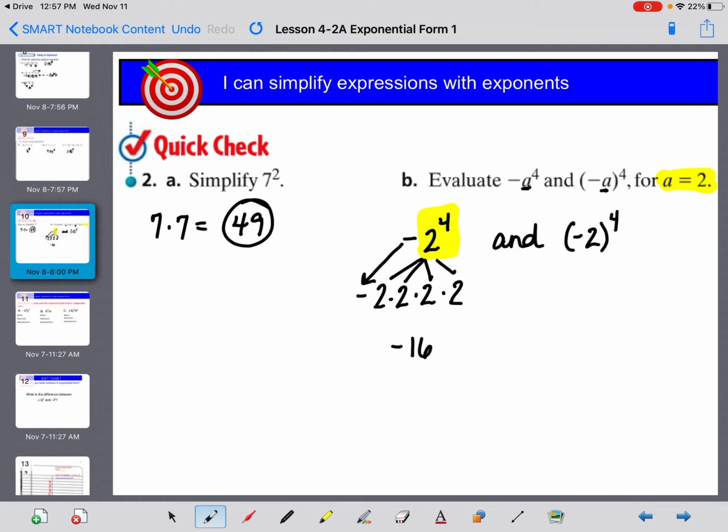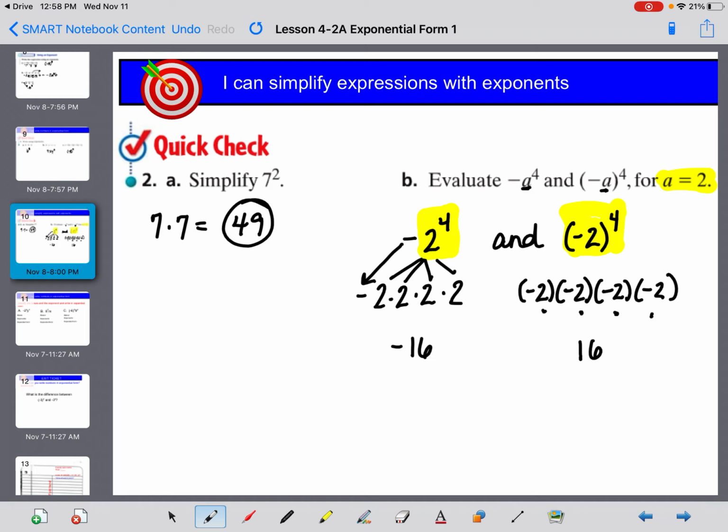This equals negative 16. As opposed to the second example, where negative 2 is the base and being multiplied by itself 4 times. So, negative 2 times negative 2 is a positive 4. A positive 4 times a negative 2 gives me a negative 8. Negative 8 times a negative 2, negative times negative is a positive 16.